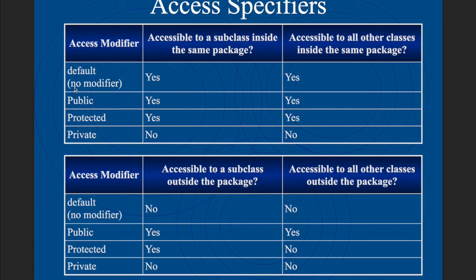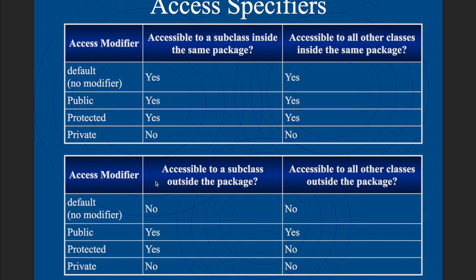And here you can see a table. When no modifier is specified, it's accessible to a subclass inside the same package. Yes, and so does public and protected, but not private. Private not accessible. And here you can see what is accessible to all other classes. Everything but private again.